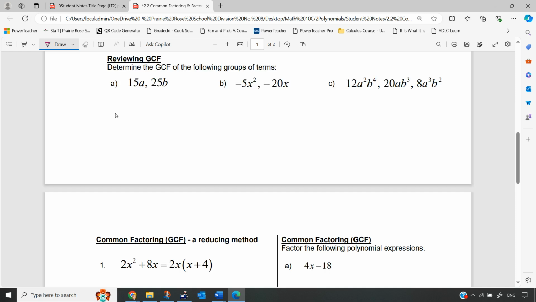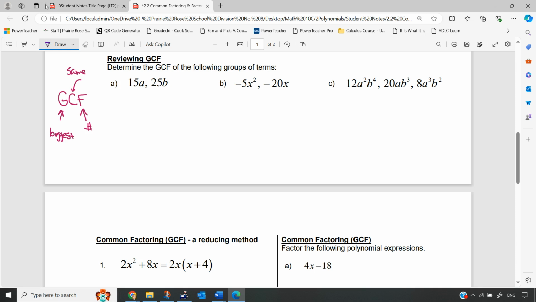So before we get into common factoring, let's just do a quick review of GCF. When we're talking about GCF, that stands for greatest common factor, or biggest number, or in this case variable, that's the same. So when we're looking for the GCF of 2 terms or 3 terms, we want to start by looking at our coefficients and then our variables.